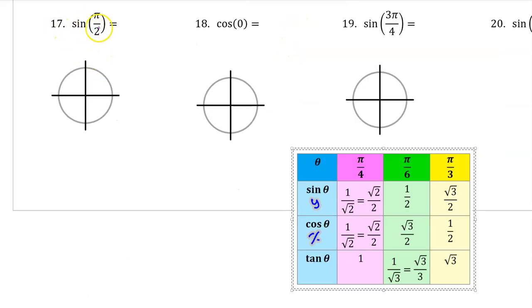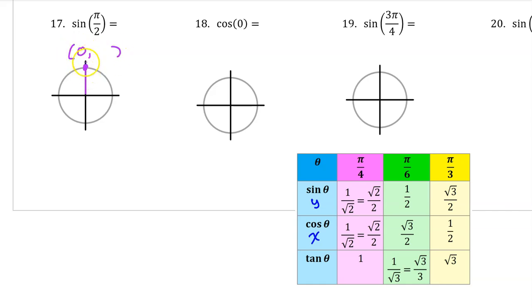Number 17. Earlier I mentioned that pi over 2 is right here at the top. You should just have that memorized. And because we are on the line, we will use coordinates. The x-coordinate is 0 because we are right on the y-axis, and the y-coordinate is 1 because this is the unit circle, radius of 1. We are up 1. On the unit circle, sine is the y value. The y value is 1. Therefore, the sine of pi over 2 is equal to 1.